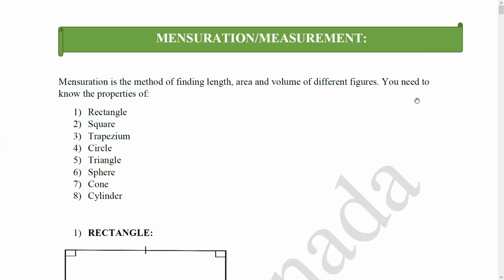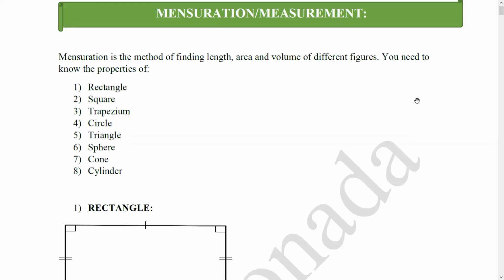Okay, so in today's topic, we are looking at mensuration, right? Mensuration is another word for measurement, and it is a method of finding the length, the area, and volume of different figures. We are going to go through all of these properties here: rectangle, square, trapezium, circle, triangle, sphere, cone, cylinder, etc. You're all supposed to be familiar with some of these terms. So the first one we're going to look at is a rectangle.